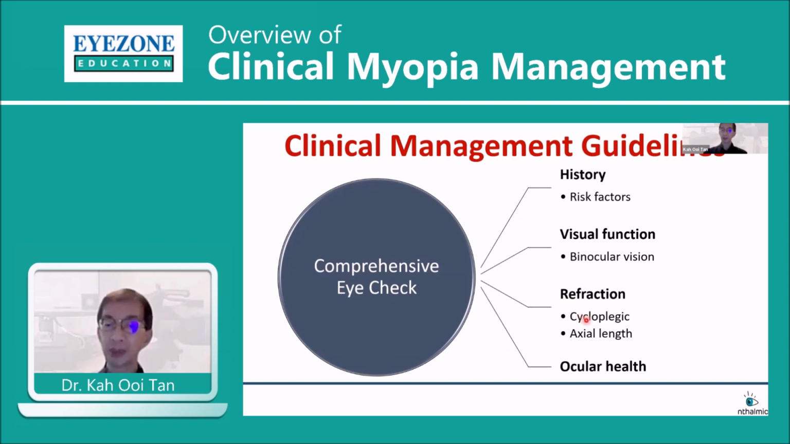Then when we look at the refraction, we need to identify not only the refractive error, but ideally to look at the axial length as well. Because it has been very well documented that axial length is one of the key indicators to monitor the efficacy of myopia progression or myopia control. And of course, last but not least is the ocular health.